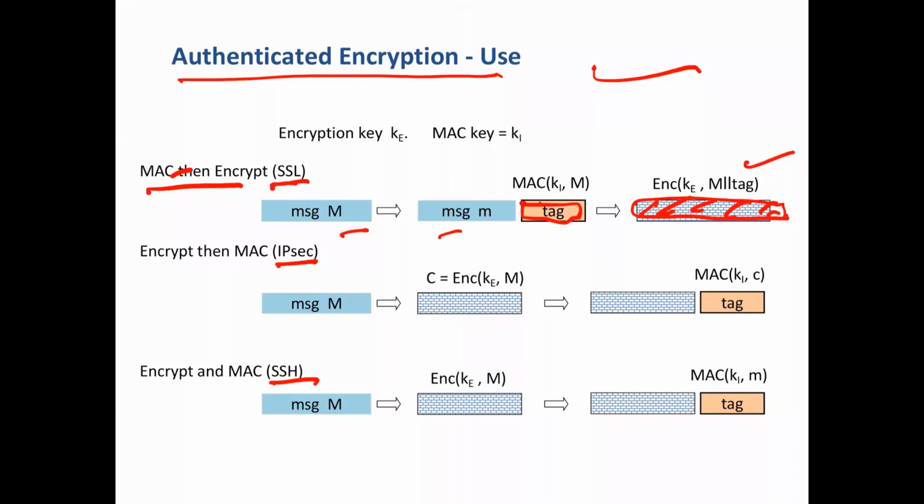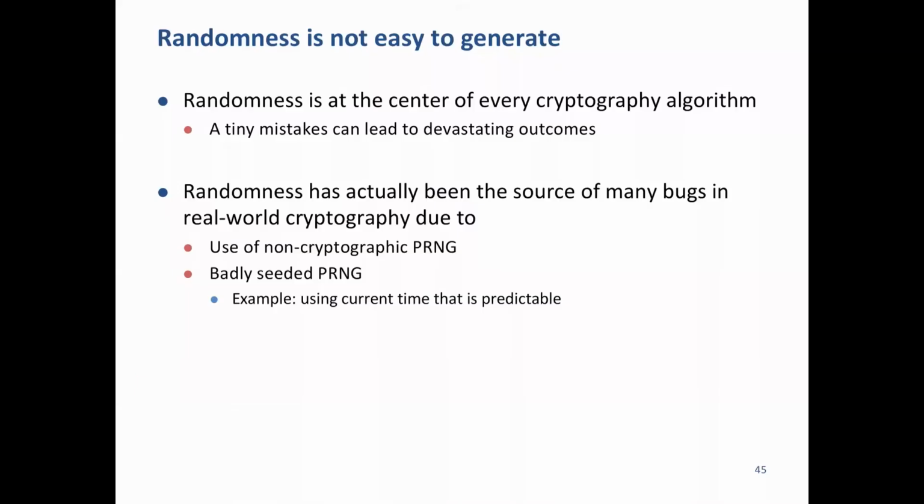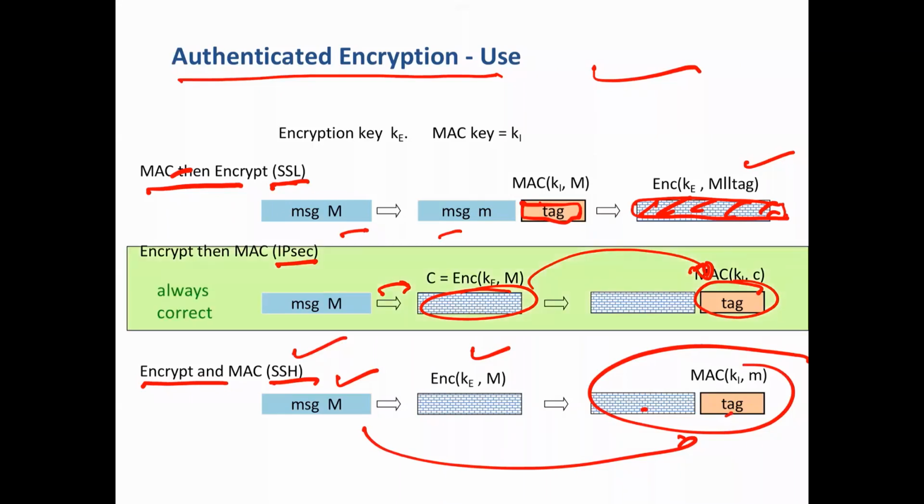Then second is encrypt then MAC. First you encrypt this message and then get MAC of this encrypted one. So MAC of this and then concatenate both and then send. And then third is encrypt and MAC. Take message M, get encryption and get MAC and attach tag to encrypted one and send. And that's being used in SSH. All right. So this is the one that's always correct: encrypt then MAC.